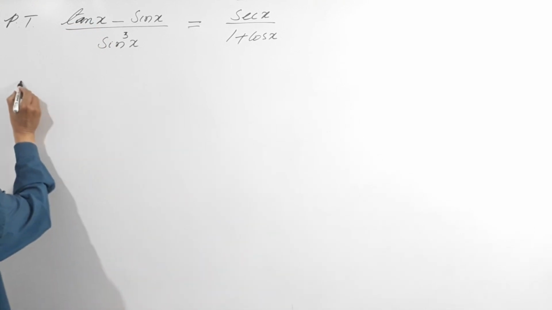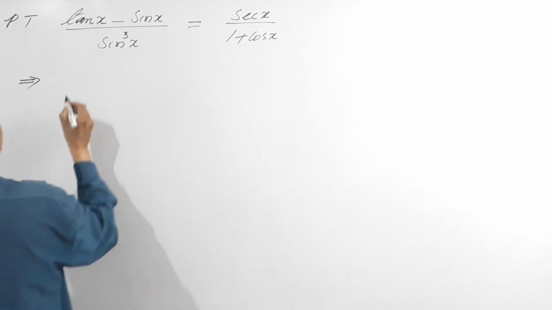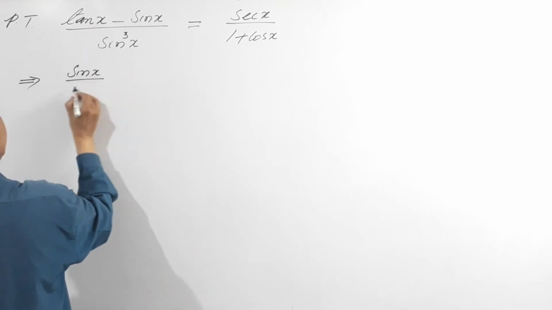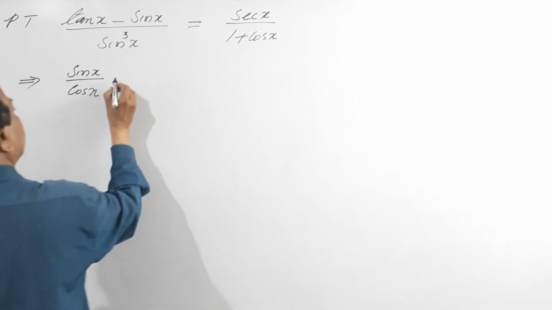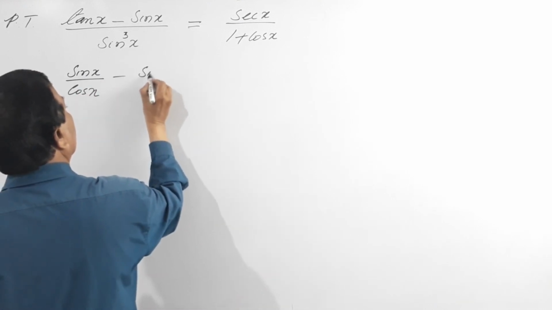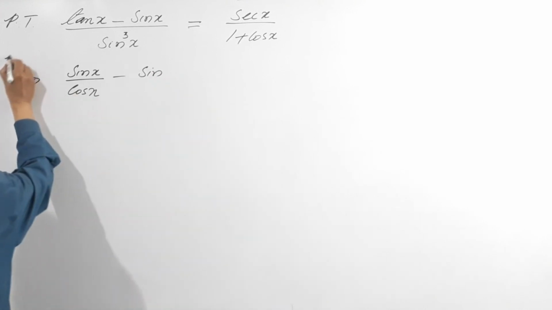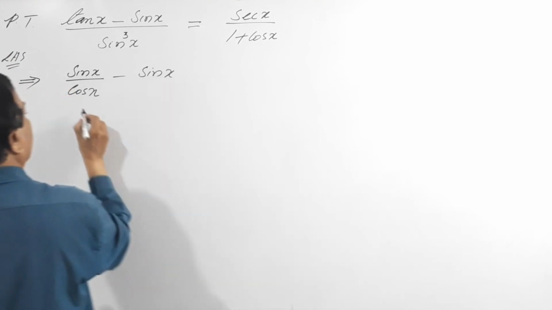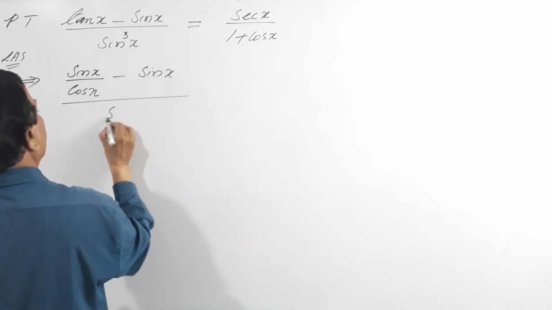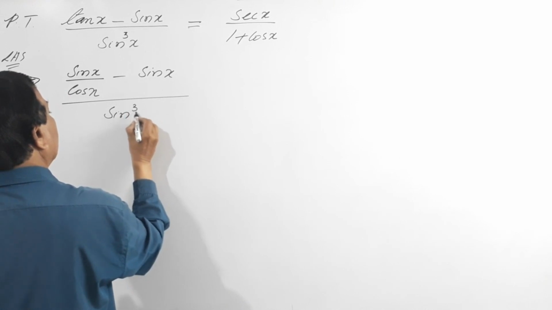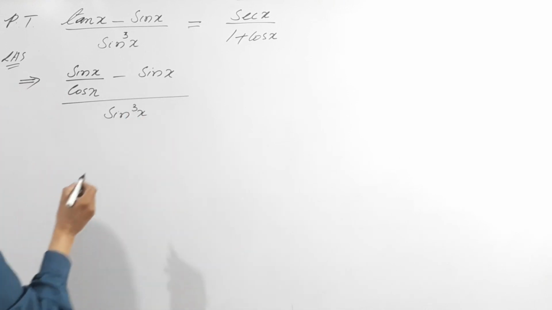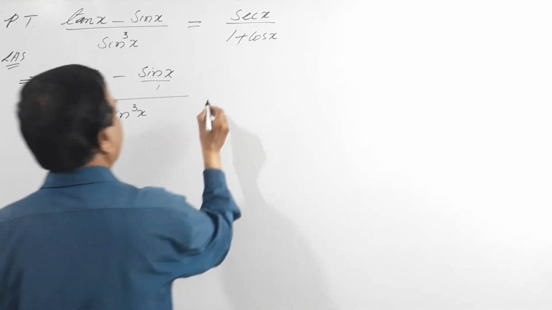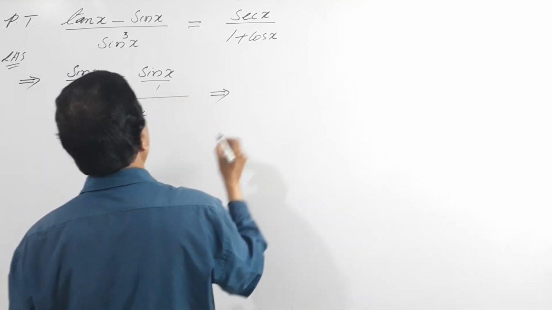So what happens here? This becomes tan. Tan is nothing but sin x by cos x in the numerator. So I'll catch hold of LHS, left hand side, sin x divided by sin cube x. So we'll take LCM in the numerator. So I write here itself, so to save space. So what happens here?